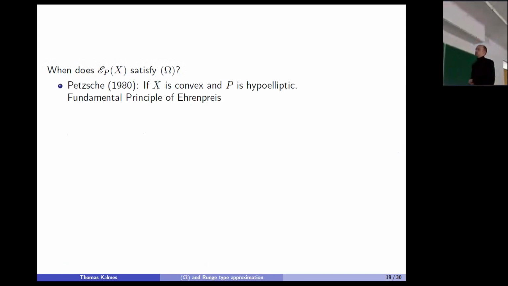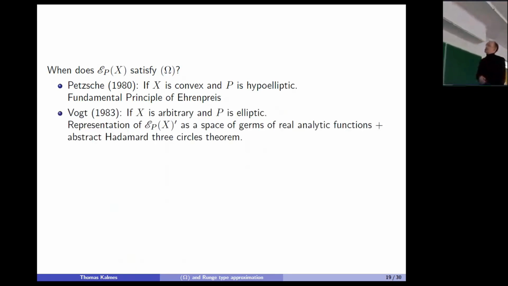So when does the kernel have omega? In 1980, Petzsche showed that this is the case for convex sets and hypoelliptic operators. This is a quite technical proof which relies on the fundamental principle of Ehrenpreis for the representation of zero solutions on convex sets for partial differential equations. Vogt proved that for arbitrary X and elliptic P, the kernel has omega, and his proof is even more technical and uses the representation of the dual space of the smooth solutions as a space of germs of real analytic functions in an abstract Hadamard three circles theorem.